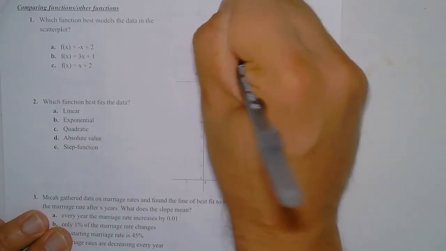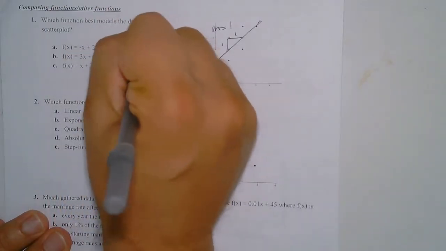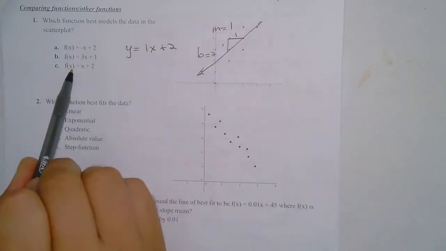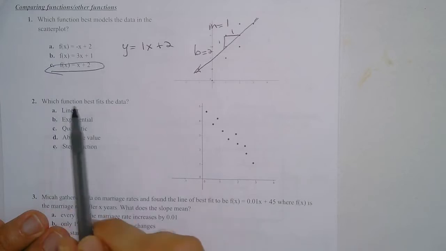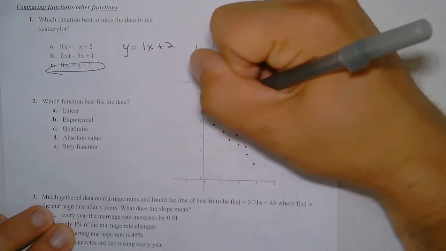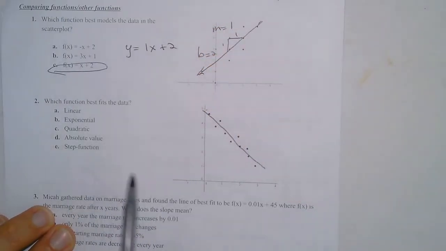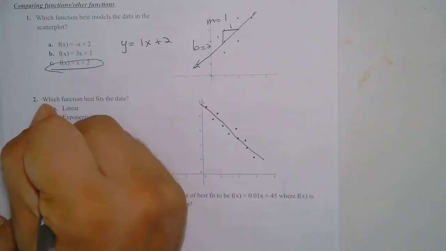So m equals 1. So my equation would be y equals 1x plus 2, or that's just f of x would be x plus 2. So now, if I were to model this data, and I draw a line here, a line of best fit, and I look at what would best model the data, it's a linear function.